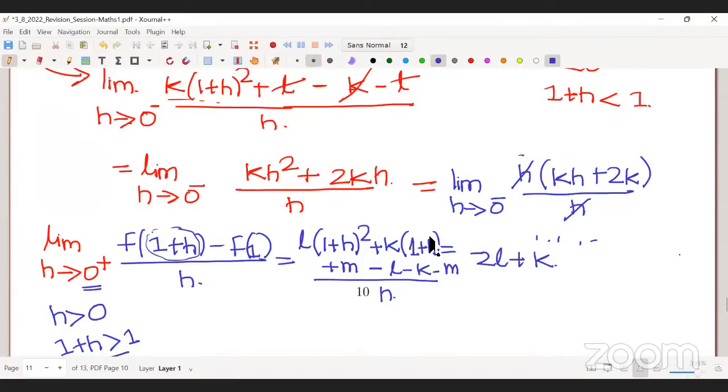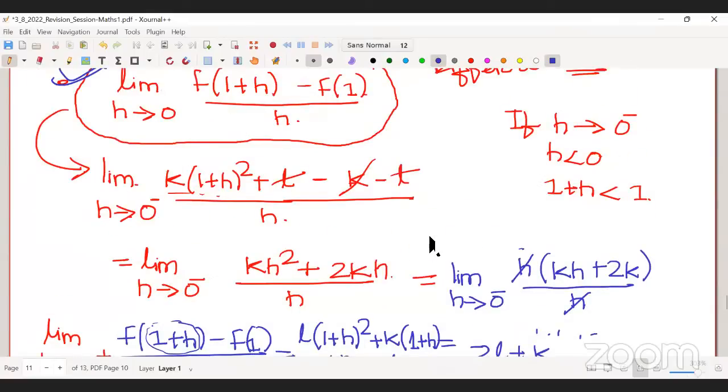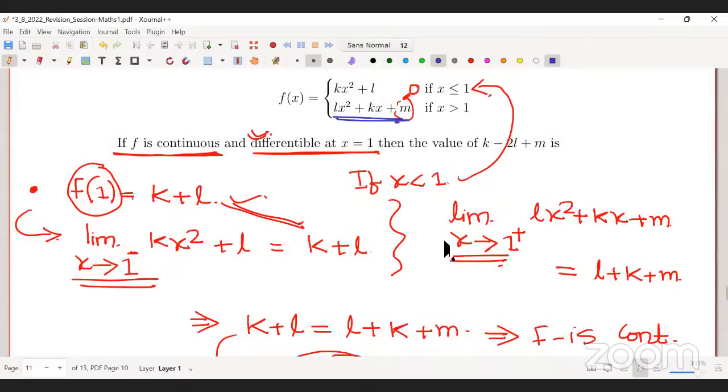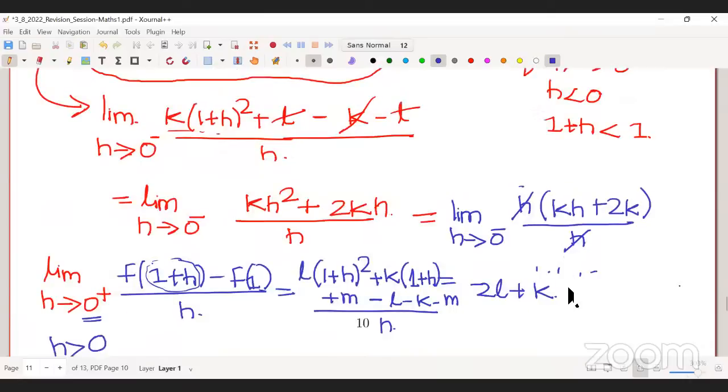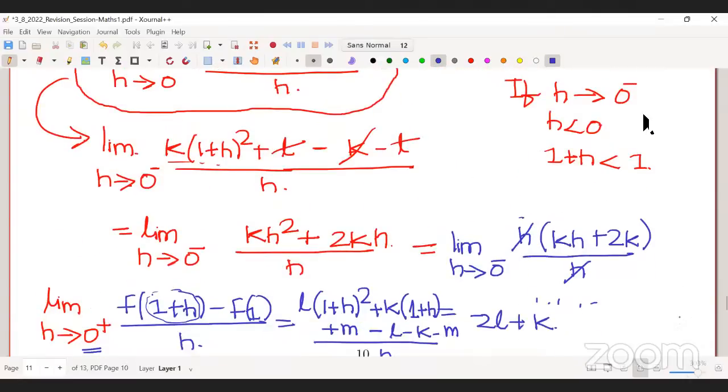Sir, can we directly differentiate it? Yeah, sir, that is what I did. Directly I differentiated. You can do that. I was going through the definition, but still you can do it. Yeah, correct. So, I have a small doubt.